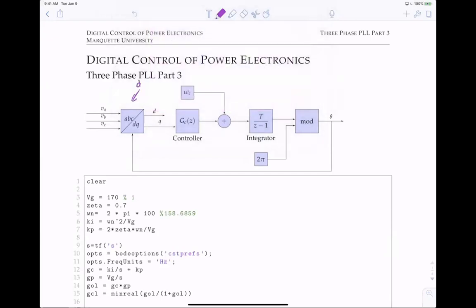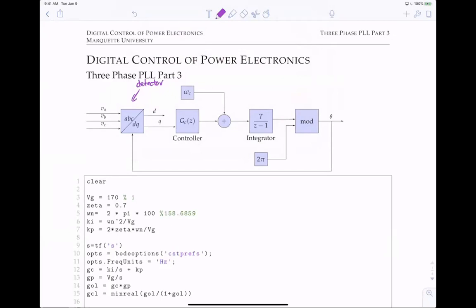This here is our detector, or our ABC to DQ transformation. The great thing about using this is it detects when we're in phase or out of phase by detecting Q. If Q is zero, well, great, we are locked. If it's not, we're unlocked.